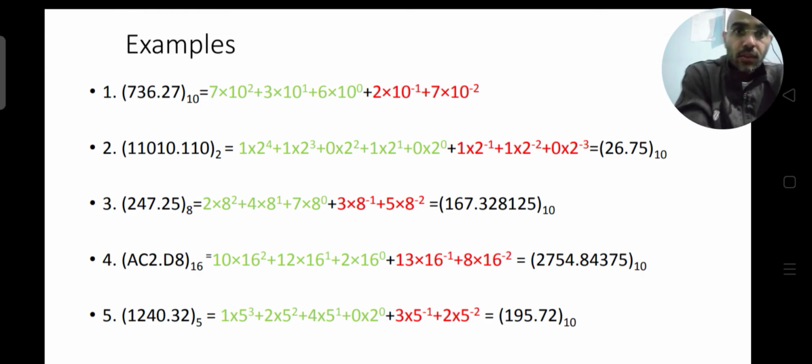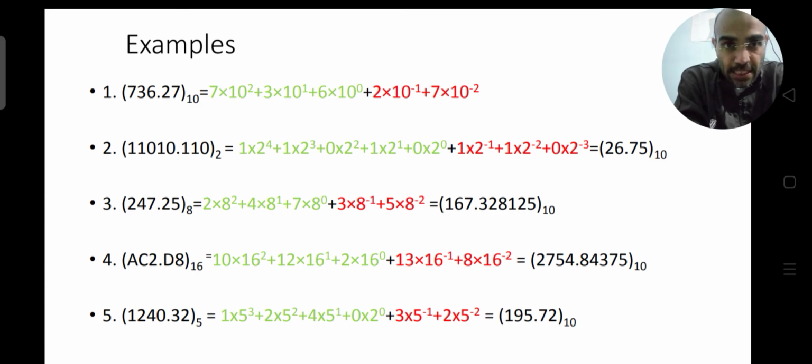Similarly, if the number given is in the hexadecimal number system, then we can use it to convert the number to the decimal number system. In the hexadecimal number system, we have to use the powers of 16. So 16 to the power 2, 16 to the power 1, 16 to the power 0, 16 to the power minus 1, 16 to the power minus 2. And these powers are multiplied with the corresponding face value.